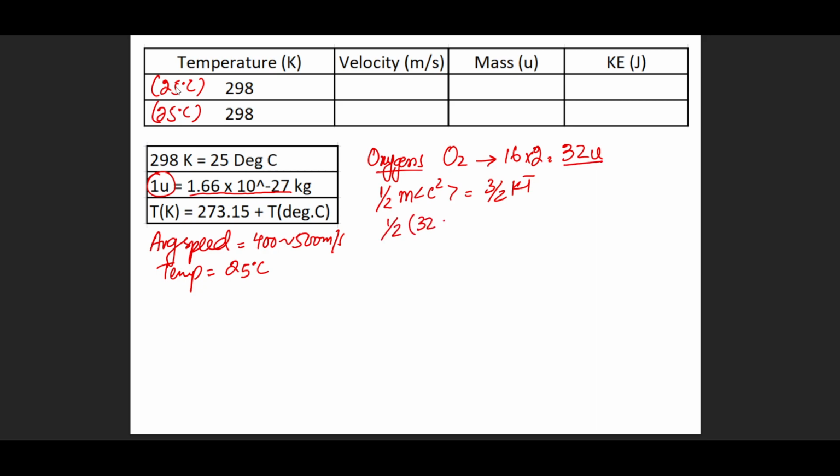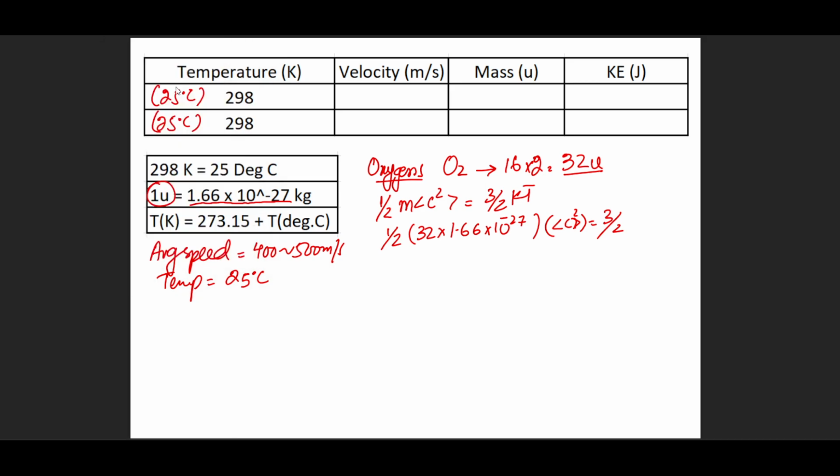So 32 multiplied by 1.66 into 10 raised to power minus 27 into c square equals to 3 by 2. The Boltzmann constant is 1.38 into 10 raised to power minus 23. Again multiplied with the temperature in Kelvin, which is 298. So be advised that this is a square. When you solve this completely, taking the under root over there, the velocity for oxygen comes out as 481 meters per second.